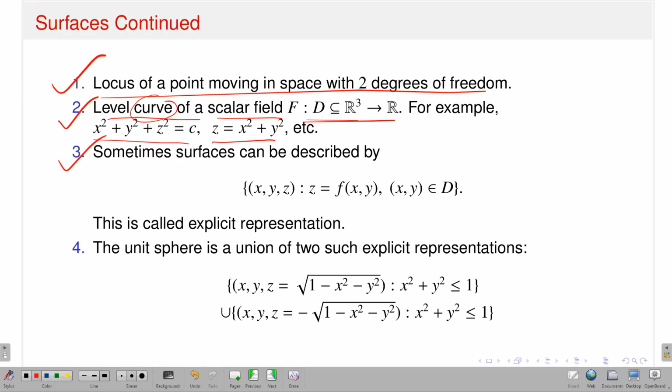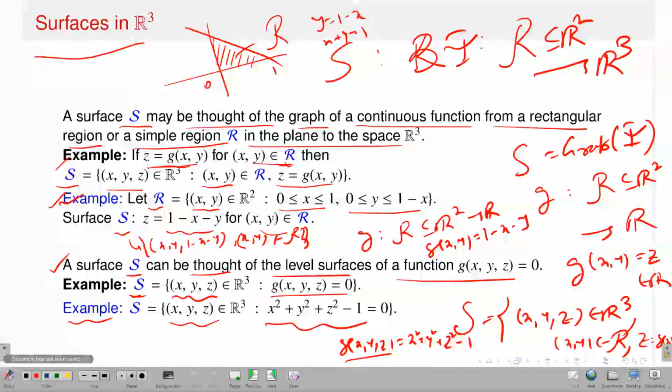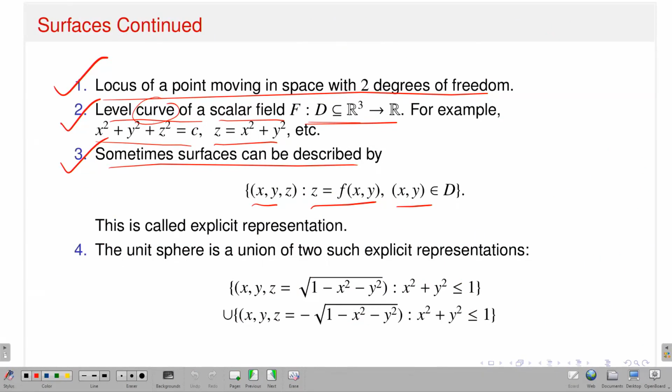Okay. Number 3, sometimes surfaces can be described as x comma y comma z, with x, y running over a domain in R2, and what is my z? z is a function of x comma y. So this is the one. So x comma y comma z, where x, y run over the region R and z is equal to g of x, y. This is called the explicit representation of the surfaces.